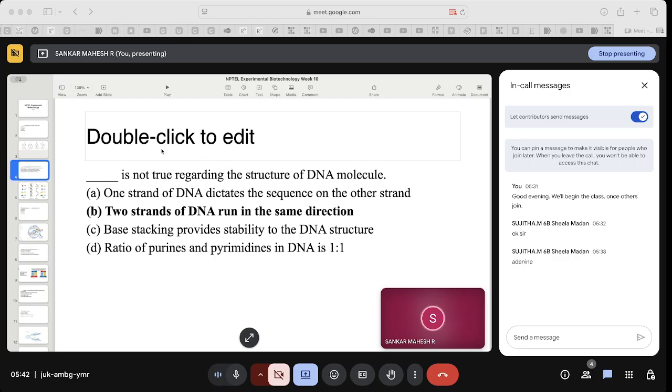The next question is: dash is not true regarding the structure of the DNA molecule. Four options are given here. One strand of DNA dictates the sequence on the other strand. Two strands of DNA run in the same direction. Base stacking provides stability to the DNA structure. Ratio of purines and pyrimidines in DNA is 1:1. You can think about this for a couple of minutes and then we'll discuss.